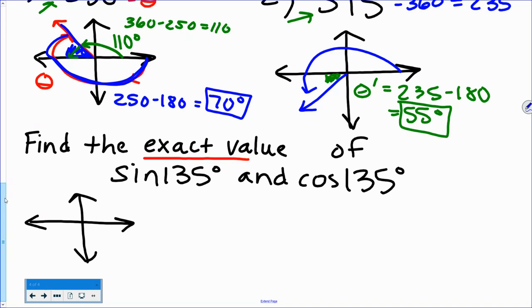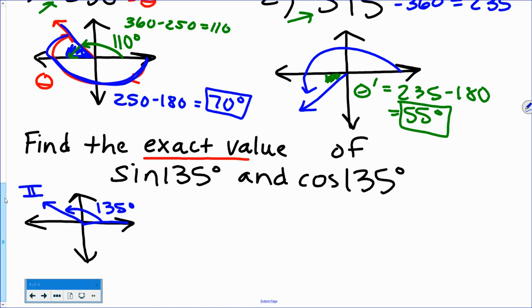Right, 135. That's my start. It's got to go past 90 and before 180, so it's going to land in quadrant 2. That will be important to us. All right.